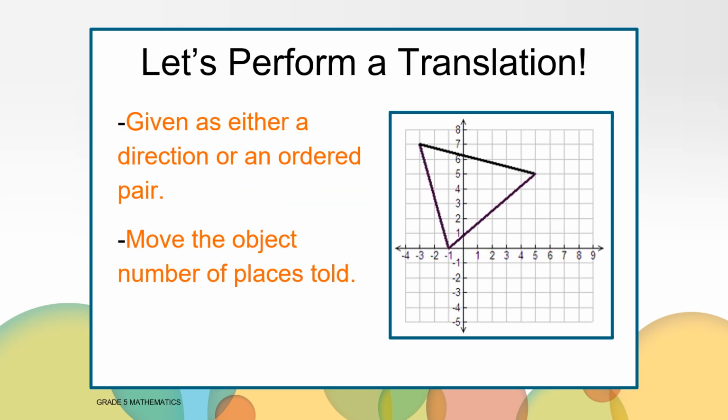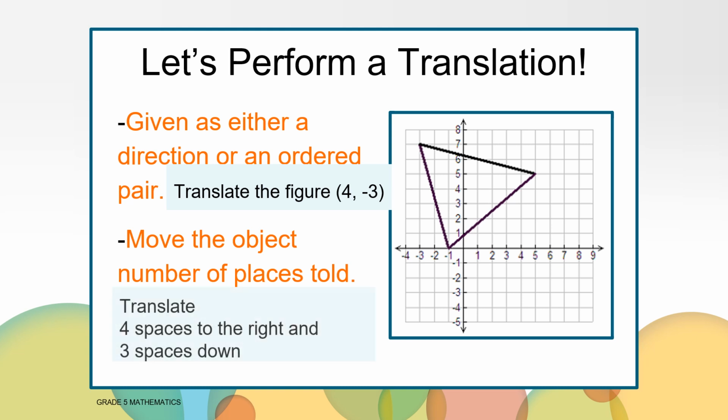Let's perform a translation. Sometimes you'll be told, with an ordered pair, the direction to translate. Other times you'll be told how to move the points. When I look at my ordered pair, I see a positive 4 in the x-coordinate. This positive 4 tells me that I will move 4 spaces to the right. Since a negative 3 is in the y-coordinate, then I know that I need to move 3 spaces down.